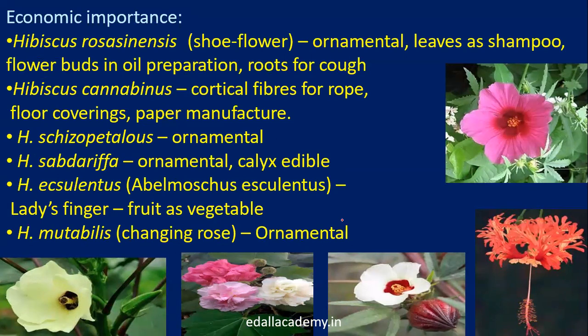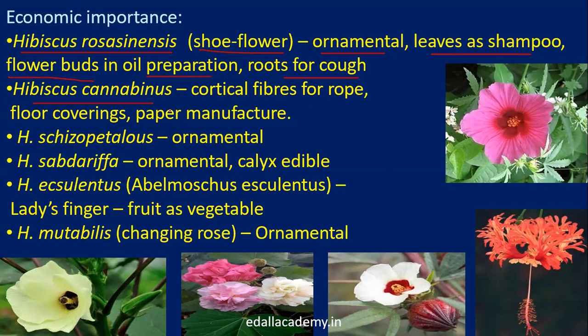See the economic importance of the family Malvaceae. We are getting several economically valuable products. First one is Hibiscus rosa-sinensis. It is commonly called shoe flower. This plant is cultivated as an ornamental plant. Leaves are used as shampoo. Flower bud is used in oil preparation. Roots are used for cough-related problems.